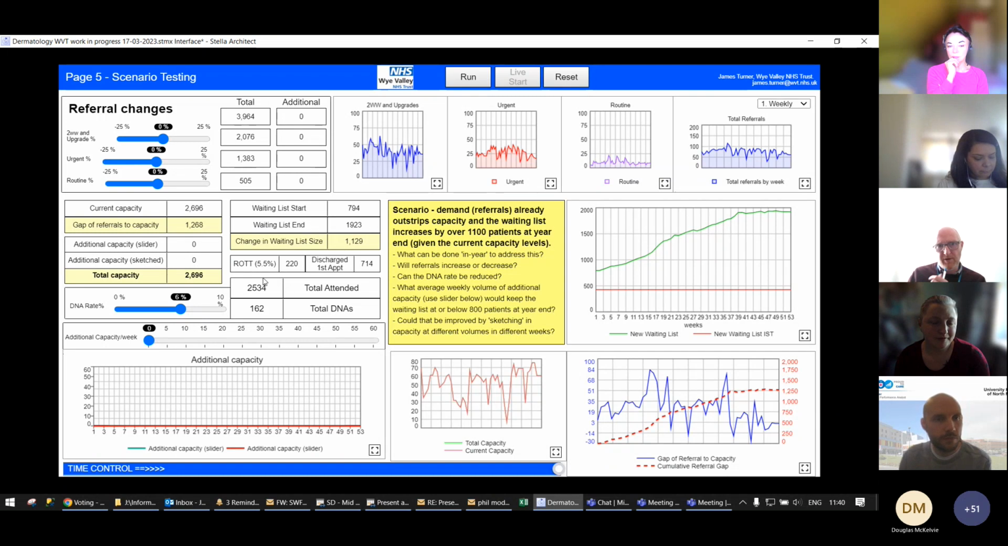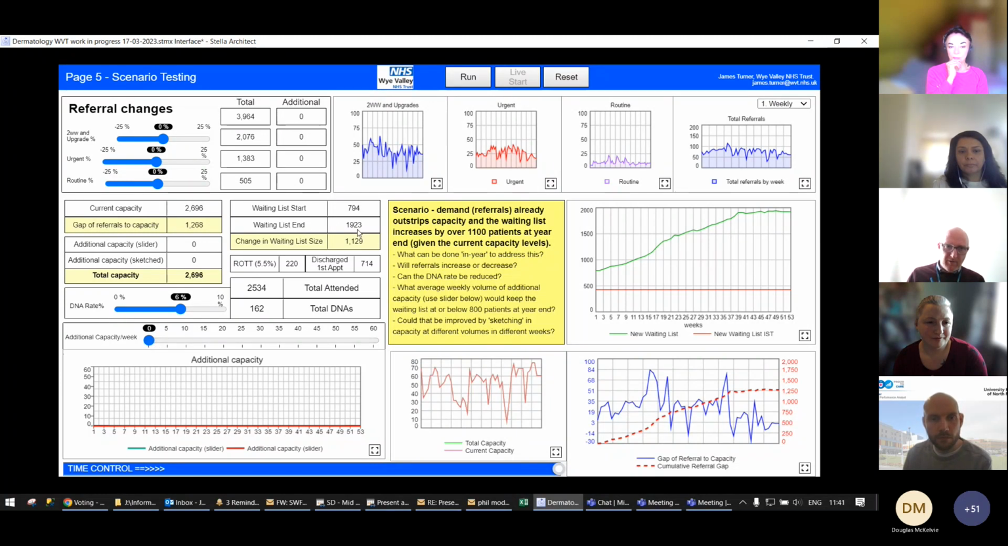So what we can also do here is tweak our DNA rates. What happens if we reduce our DNA rate, typically from 6% down to, crikey, 3%? So our DNAs come down to 81. Our waiting list doesn't grow by quite as much. So we're just getting people to understand what happens if they can improve or reduce various things. So if DNAs go up to 9%, it's actually 243 DNAs throughout the year. But what we're really aiming for is how much more capacity do we need to do? So I've sort of tried to answer this in a couple of ways.